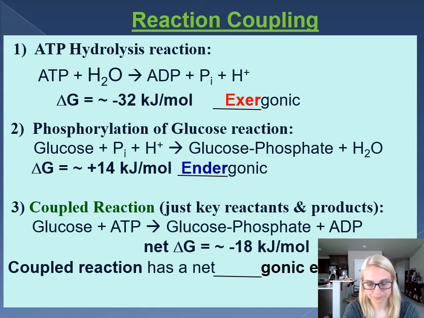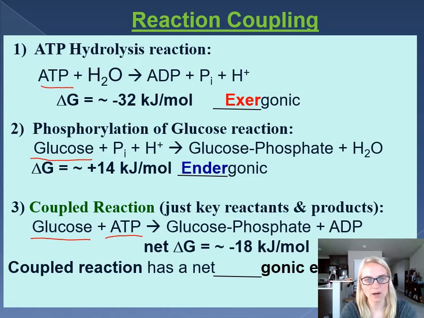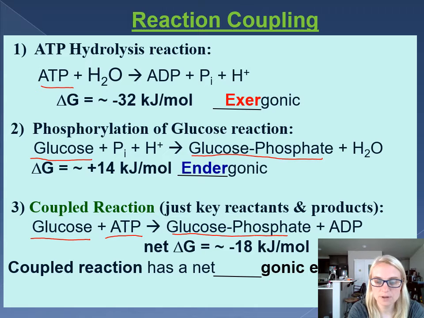So let's say your coupled reaction is the glucose and the ATP. I'm not showing the water and the hydrogen, but know that they're there, for clarity's sake. And then our product is glucose 6-phosphate, and then our ADP and our ADP. So we have all of the same reactants, and all of the same products. Now, if we couple the hydrolysis of ATP with the phosphorylation of glucose, could we predict whether this is a spontaneous or non-spontaneous reaction?